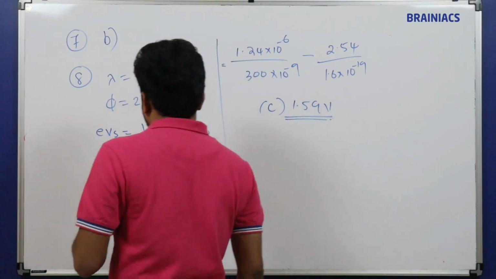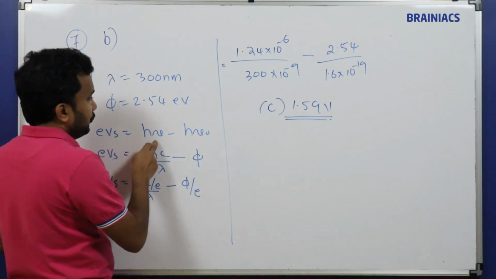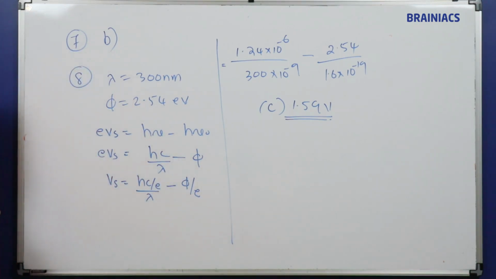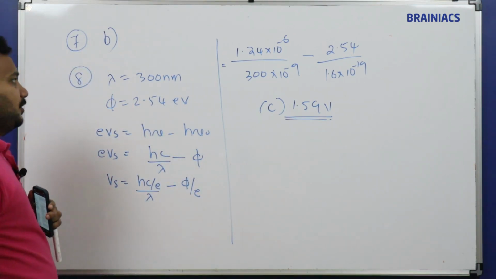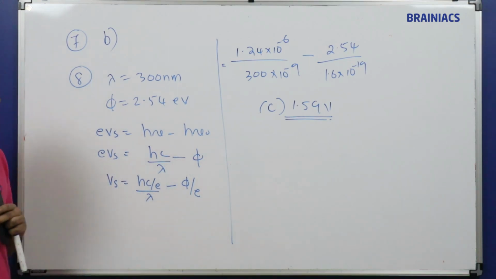You can use this factor as well. So the stopping potential, eVs, equals h nu minus h nu 0 by e, where phi is given as 2.5 electron volt. We have substituted the values over here and we are getting option C, 1.59 volt.